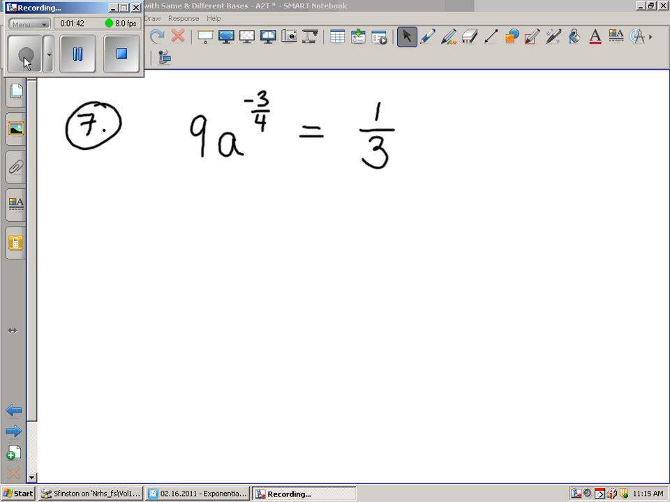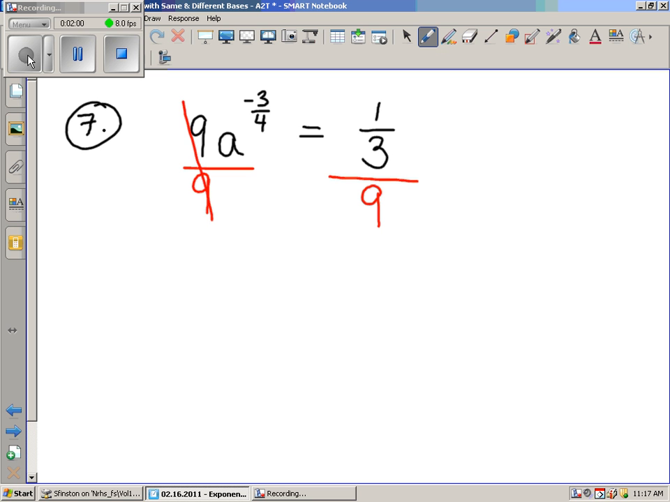All right, we've got another one going on here. Take a minute. Let's try it, and then we'll reveal the answer. Here we go. What's the first thing we have to do, and how are we going to isolate the variable? Very nice. Yeah, we have to divide both sides by 9. That's what we do.